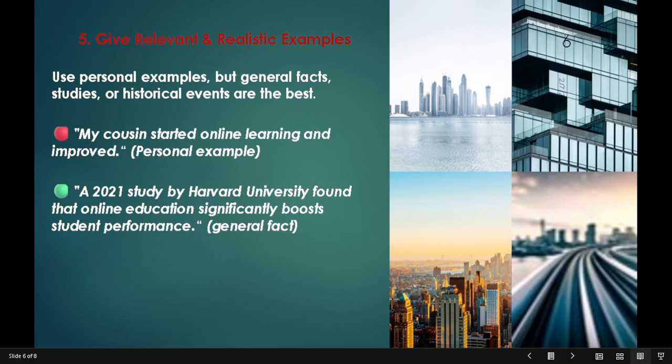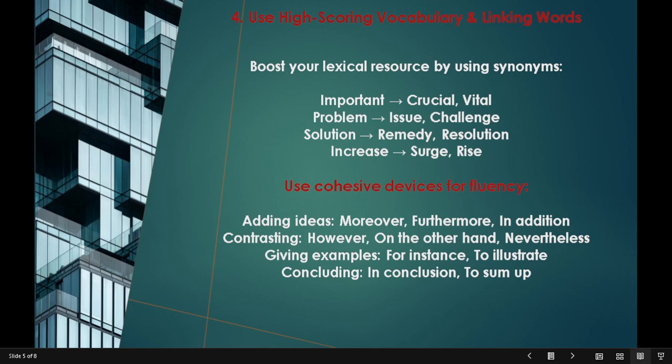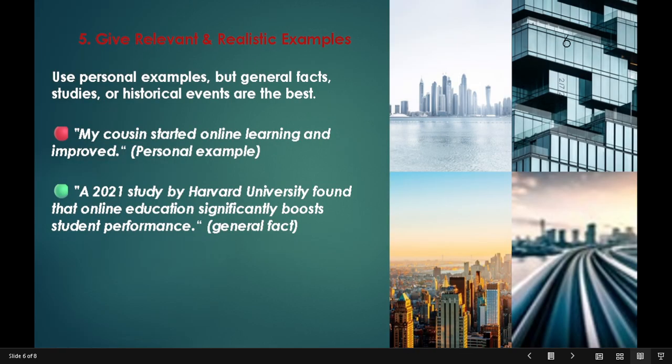Now the fifth trick to successfully answering an IELTS essay question is provide relevant and realistic examples. Provide relevant and realistic examples. So the example you're providing is what gives you an upper hand in whatever you're writing. So you should be mindful of the kind of examples you provide.